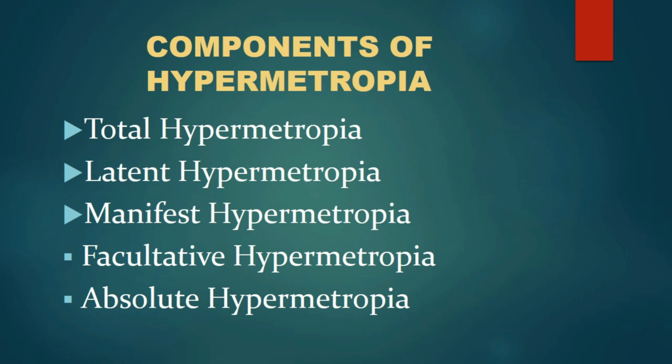Now comes manifest hypermetropia. It is the remaining portion of total hypermetropia which is not corrected by the ciliary tone. It consists of two components, facultative and absolute hypermetropia.